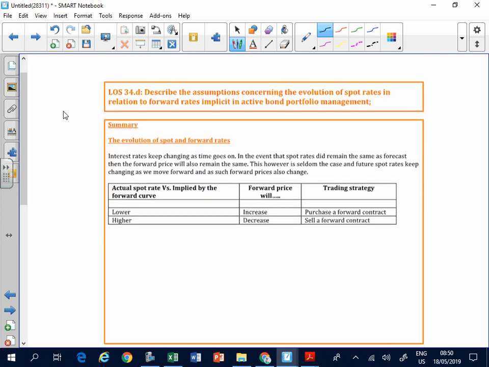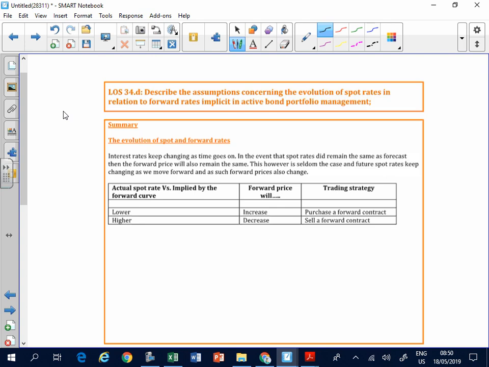Cool. All right. Evolution of spot and forward rates. Were you guys comfortable with this when I explained it? Did you understand what I was trying to get at here? What's the most important bit when it comes to fixed income? Do I care about the spot rates or the forward rates? I care about the forwards.